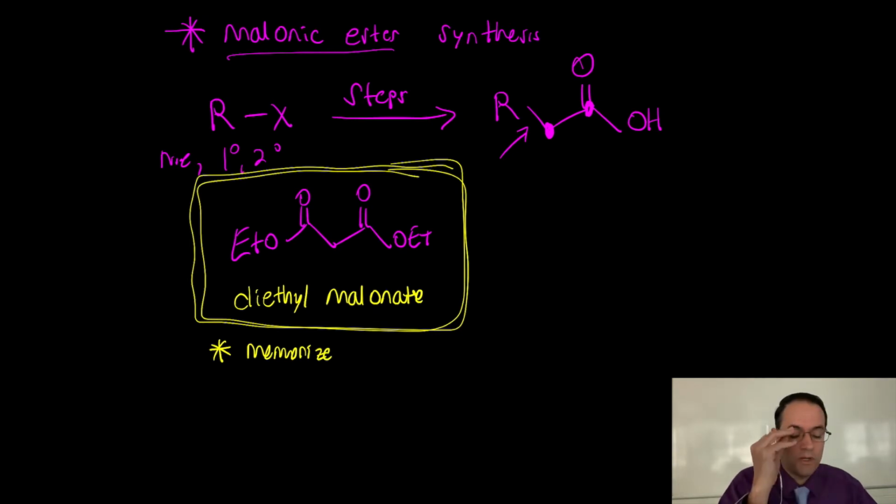Now, how does this work? Remember that these alpha hydrogens here are particularly acidic. They can be easily deprotonated because the negative charge generated at that alpha carbon is extremely resonance stabilized through the oxygen on the left and the oxygen on the right. So the diethyl malonate is acidic, pKa 9, I forget what the numbers are, but it's very acidic.